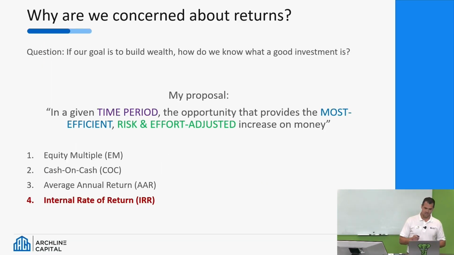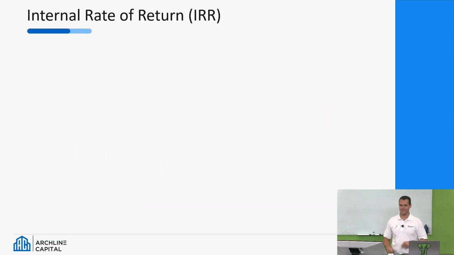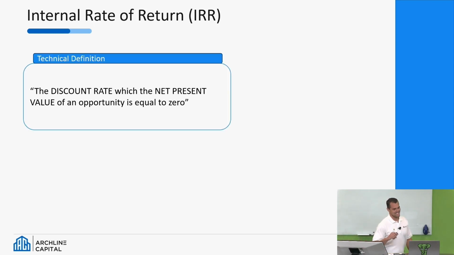All right, so the next question, internal rate of return. Who knows the technical definition for internal rate of return? I think it's present value of future returns. Present value of future returns, very close. It's the rate of return that makes your net present value equal to 0. Exactly. The technical term is the discount rate at which the net present value of an opportunity is equal to 0.